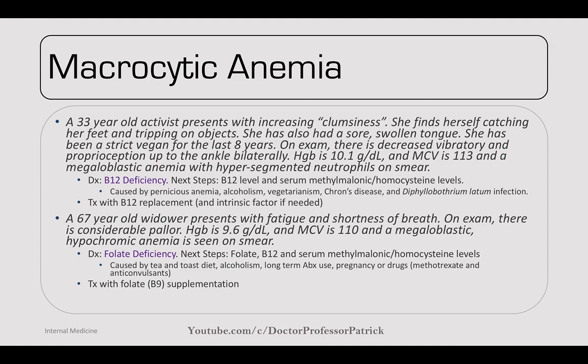So next we've got a 67-year-old widower who presents with fatigue and shortness of breath. On exam, there's considerable pallor. Her hemoglobin is 9.6 and MCV is 110. She's got a megaloblastic anemia seen on her smear. The diagnosis here would be folate deficiency, often from a tea and toast diet, so diets low in folate. Next steps would be ordering a folate level, B12, and serum methylmalonic acid and homocysteine levels.